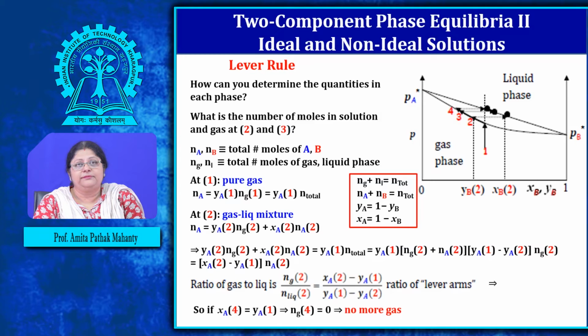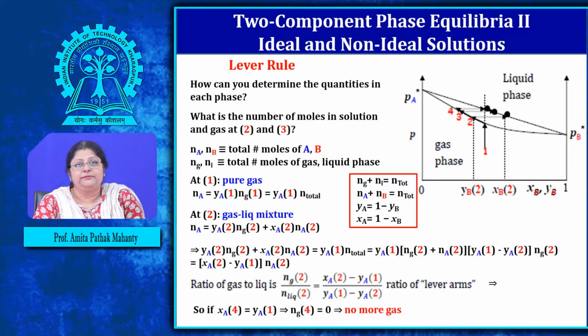Number of moles of A will be the mole fraction in the gaseous state times the total number of moles in the gaseous state, which is nothing but the mole fraction of the component A times the total moles. What is mole fraction? Na by total moles is mole fraction. So Na should be mole fraction times the total number of moles. Is it difficult? No, ma'am.